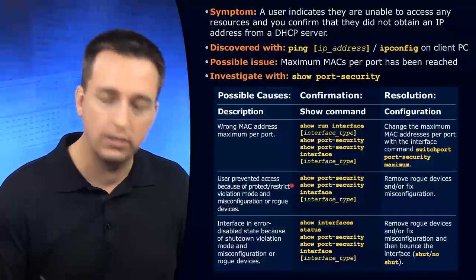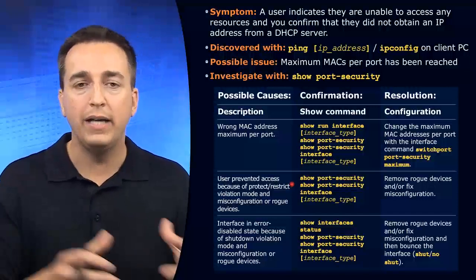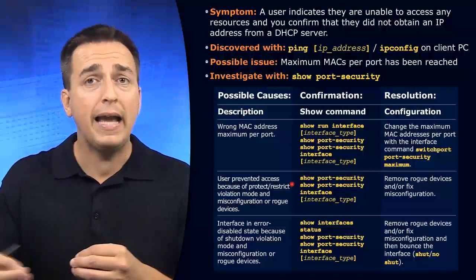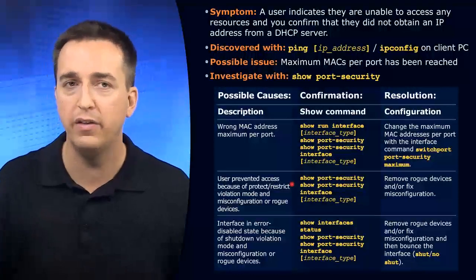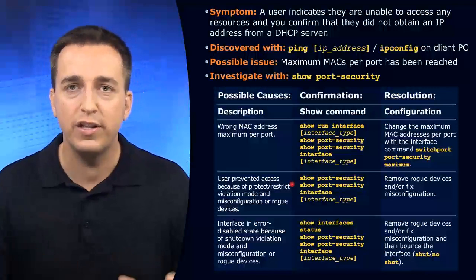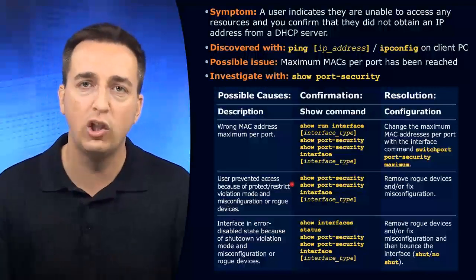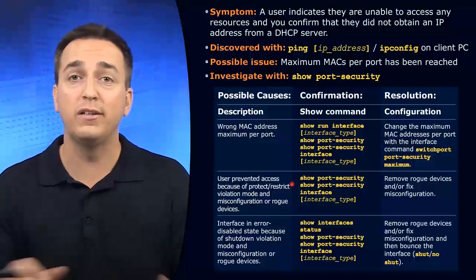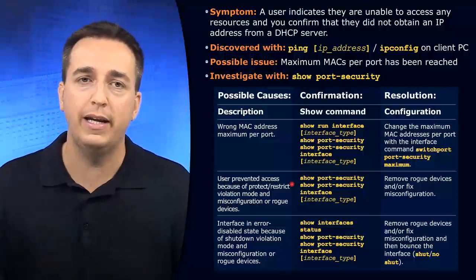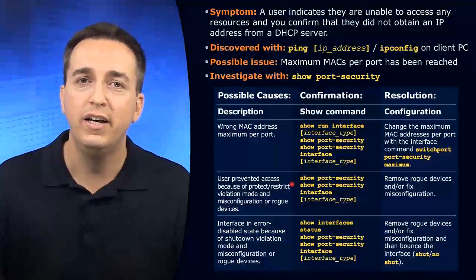So you will have no idea that this is occurring because you're not being notified about it. Restrict does the same thing as protect by stopping the MAC addresses that have been learned above and beyond the maximum value that has been set. In addition to that, it's going to make sure that a log message is generated for you. So if I had the option between protect and restrict, I would go with restrict simply because of the log messages that are generated.